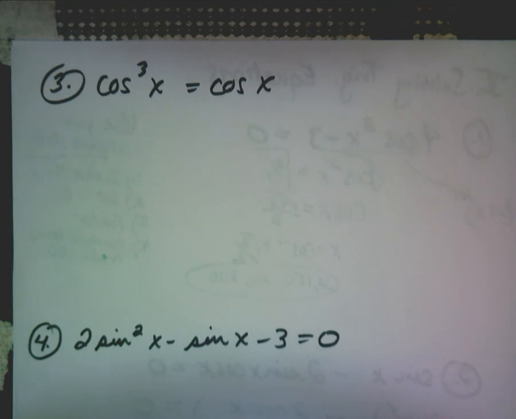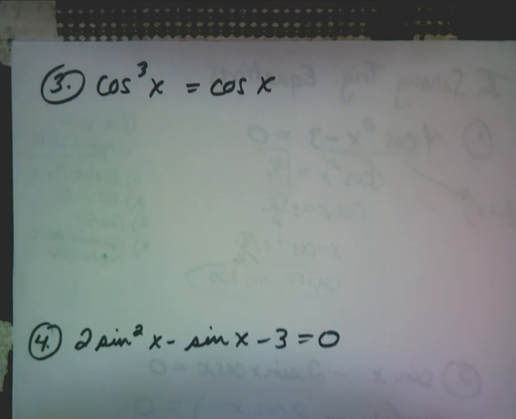All right, cosine cubed x equals cosine x. And then you can write this one down just for future reference. 2 sine squared x minus sine x minus 3 equals 0. And then we're done, okay? Just bear with me. It'll probably be about 5 more minutes. I'm almost done.